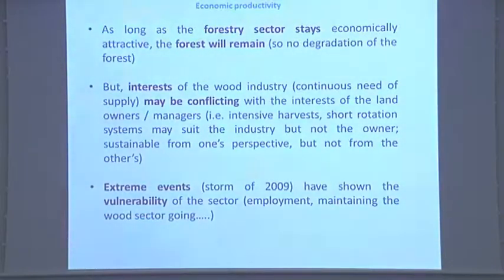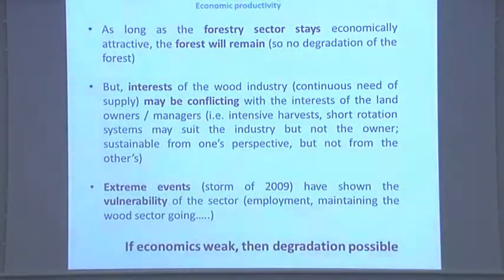And some of the extreme events, like storms, they cut down so much wood that it completely distorts the wood sector, and they have to find new products from somewhere else. So it changes a lot in how the people perceive what they're going to do in the next decades. And it could also lead to abandonment of forests to other possibilities. So if economics are weak, degradation will be possible.